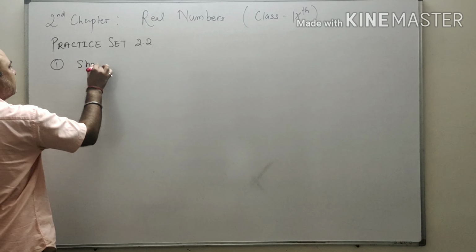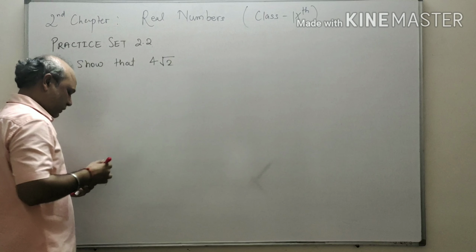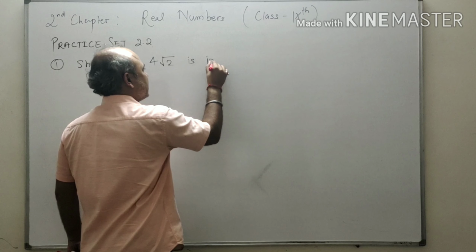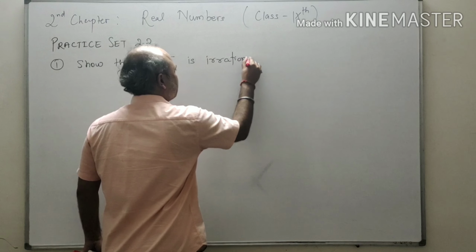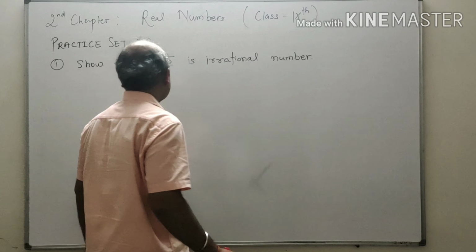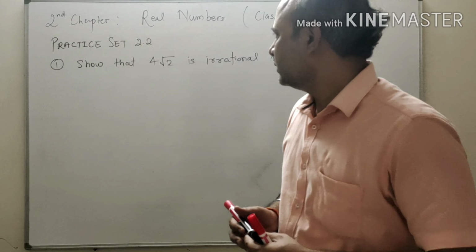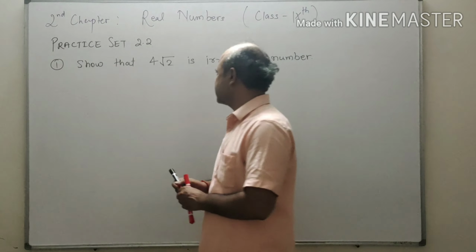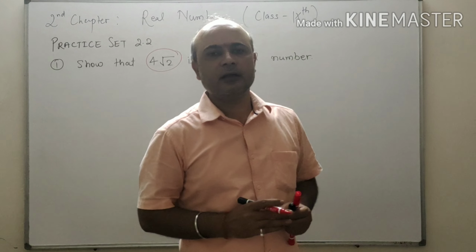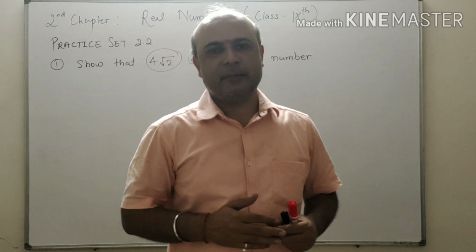Okay student, so let us start practice set 2.2, and the very first question is: show that 4 root 2 is an irrational number. Student, to solve this question, first we will suppose that this is a rational number, and then we will prove that this is not a rational number, this is an irrational number.